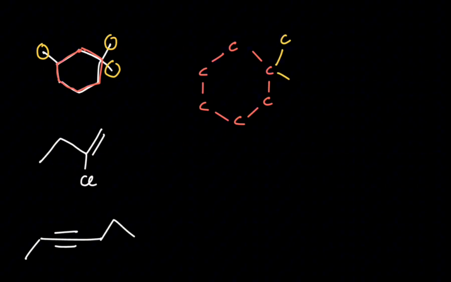Let's transform skeletal formulas into condensed formulas. In the first example, we have a cyclic compound where the ring consists of 6 carbon atoms. Let's write those carbons down. Next, we mark the substituents. In this case, we have 3 identical substituents made of 1 carbon atom each.